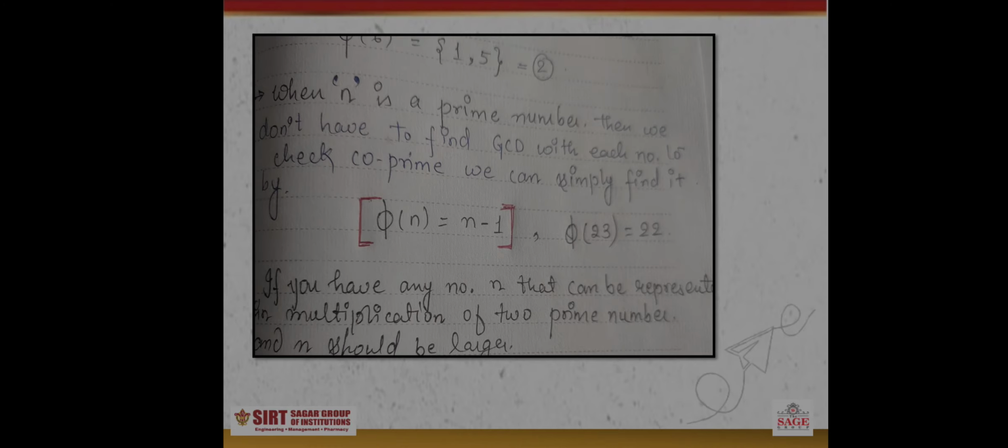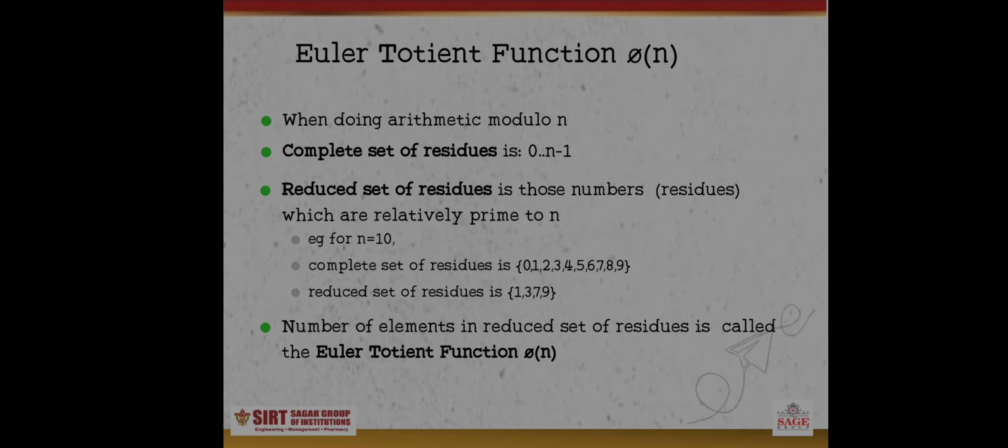So phi of 23 is equal to 23 minus 1, that is 22. Directly we can say that if n is a prime number, then the totient function returns n minus 1.